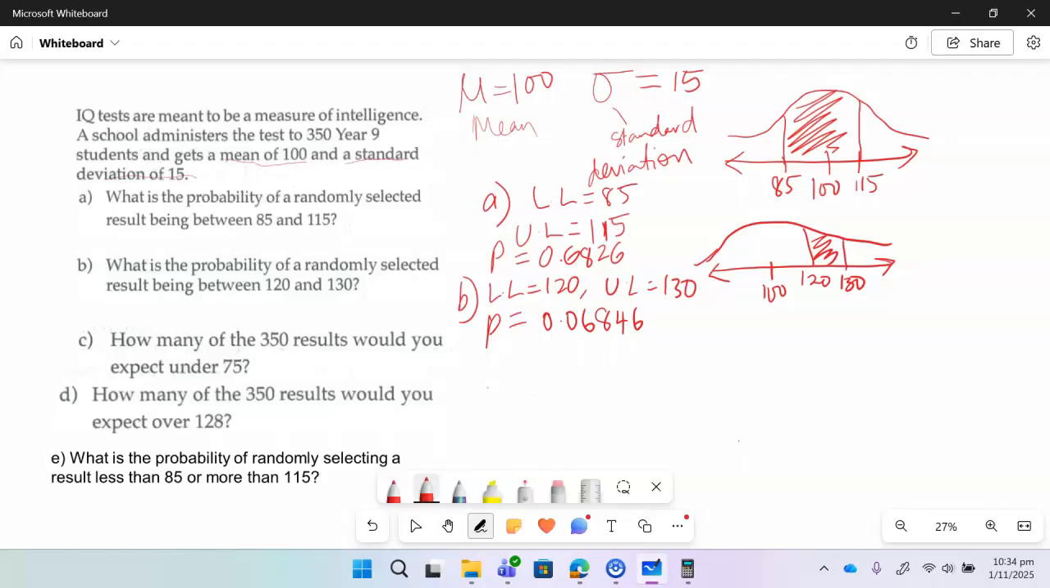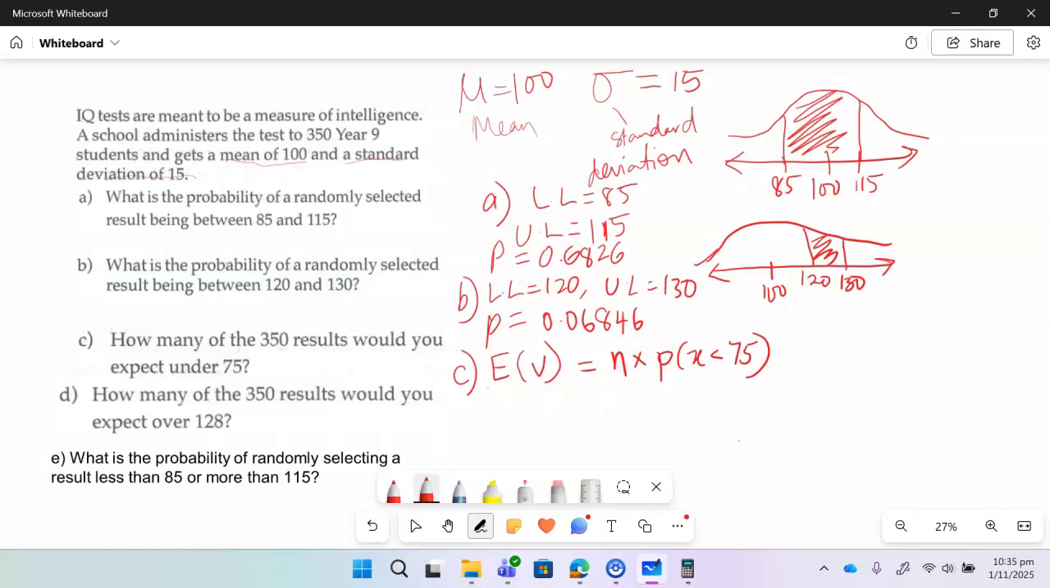Alright, next one. How many of the 350 results would you expect to be under 75? Okay, keyword expect, which means expected value. When they're asking you for that, they're obviously no longer asking you for a probability. Expected value is the number that they give you, the total, times the probability of those results being less than 75.